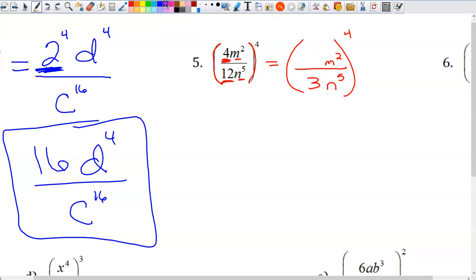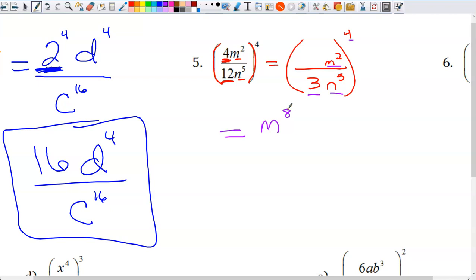Well, what did that do for me? Now that 4 only applies to 1, 2, 3 guys, and the numbers, the coefficients, are significantly smaller. So I'm going to redo this. M squared to the 4th, exponent to exponent means multiply. And the hard part of all this is you're going to get the rules confused if you aren't truly practicing and thinking about this. Exponent to the exponent means multiply.